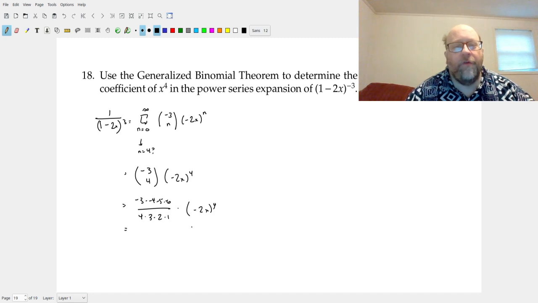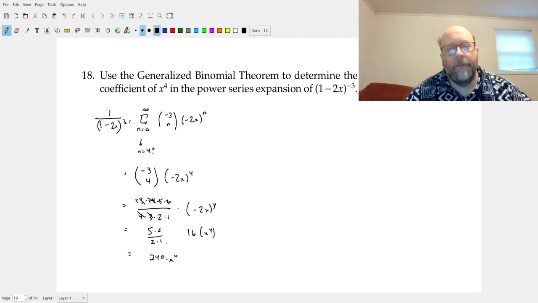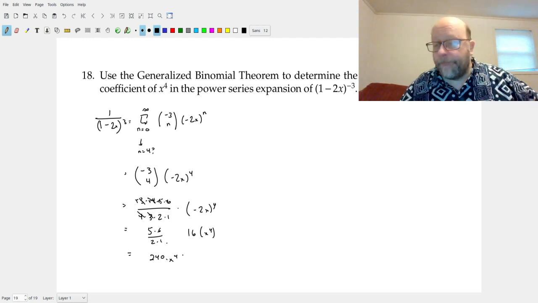So negative 2 to the 4th is positive 16. The negative signs here cancel because there are an even number of them. The 4 and the 3 cancel. And so we get 5 times 6 over 2 times 1 times 16. So the 30 over 2 is 15. 15 times 16 is 240. All right. Sounds good.